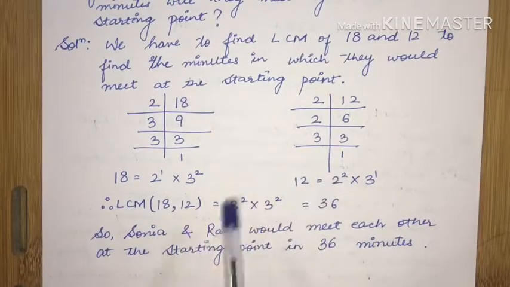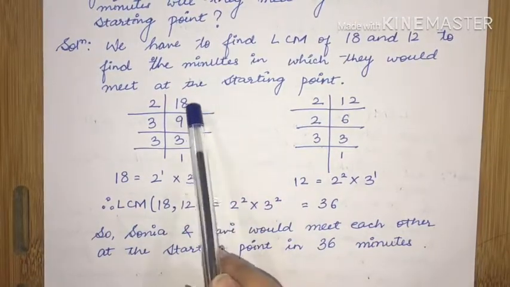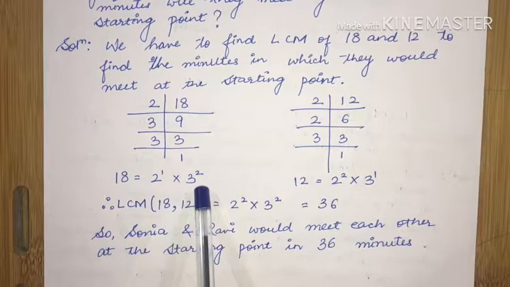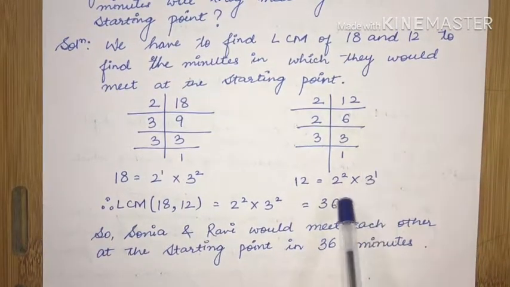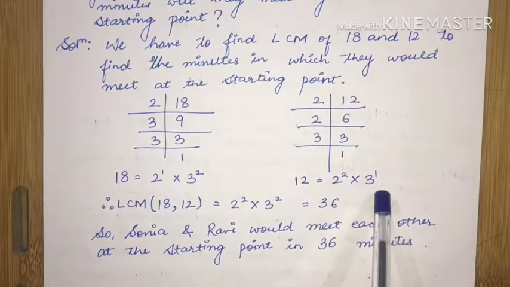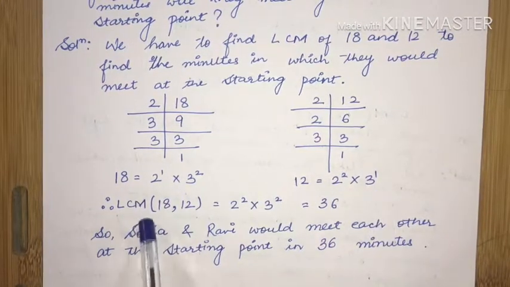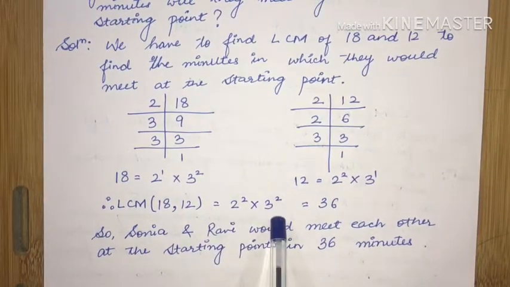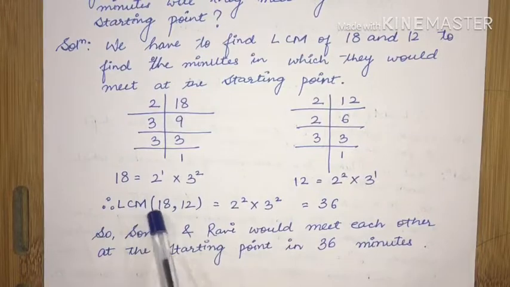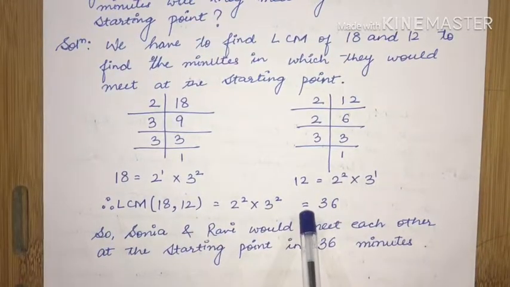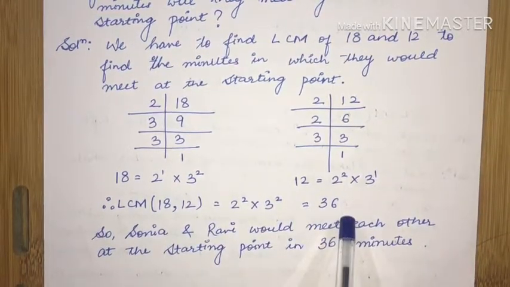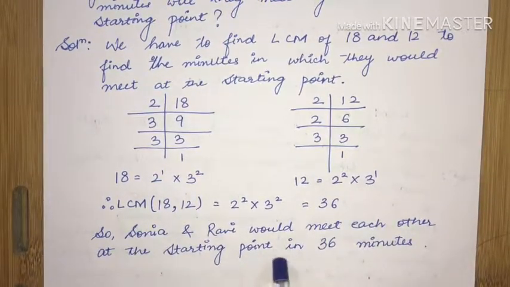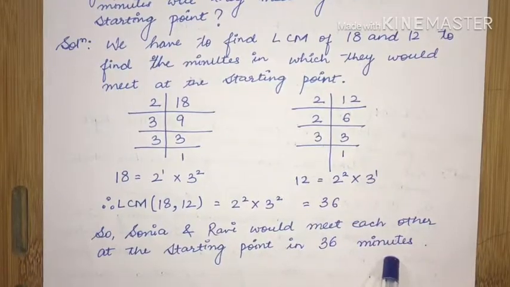So, we'll find the LCM by prime factorization method. So, prime factors of 18 are 2 raised to the power 1 into 3 raised to the power 2, and 12 are 2 raised to the power 2 into 3 raised to the power 1. So, LCM of 18 and 12 is equal to 2 raised to the power 2 into 3 raised to the power 2, which is the least common multiple for both, which is equal to 36. So, Sonia and Ravi would meet each other at the starting point in 36 minutes.